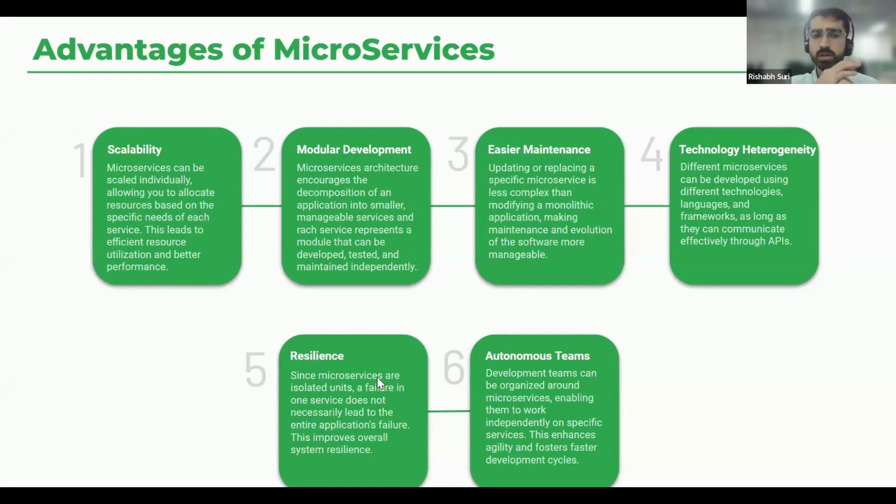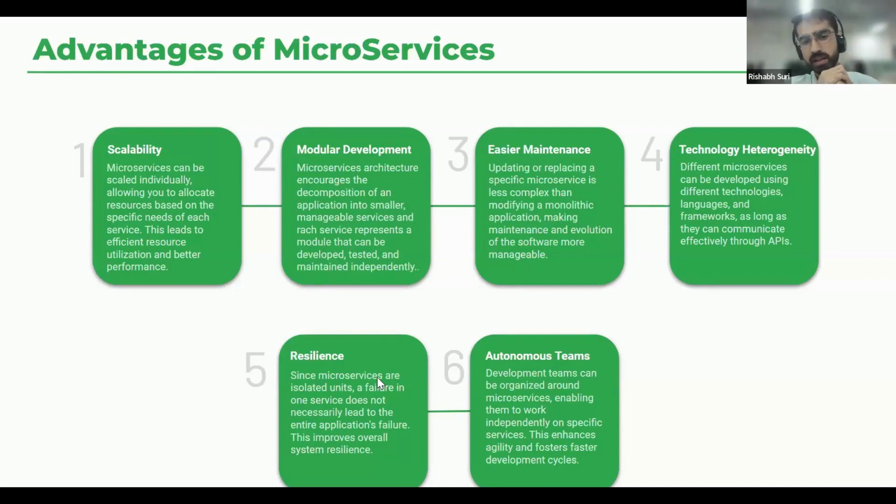Then we have modular development. Development teams, as you know, can work on different services at the same time, accelerating the overall development process. Each team can individually focus on their assigned microservice, making it easier to manage and prioritize tasks.